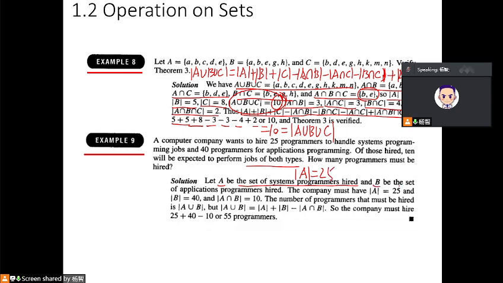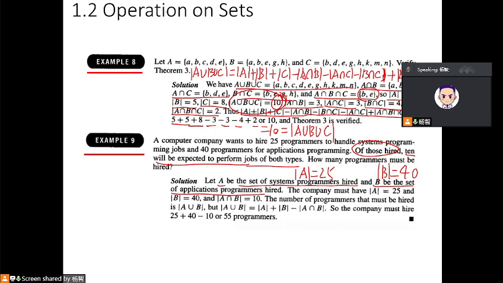And let B be the set of application programmers. So the cardinality of B is what? 40. Application programmers, look at example 9. How many? 40. And of those, 10 will be expected to perform jobs of both types.